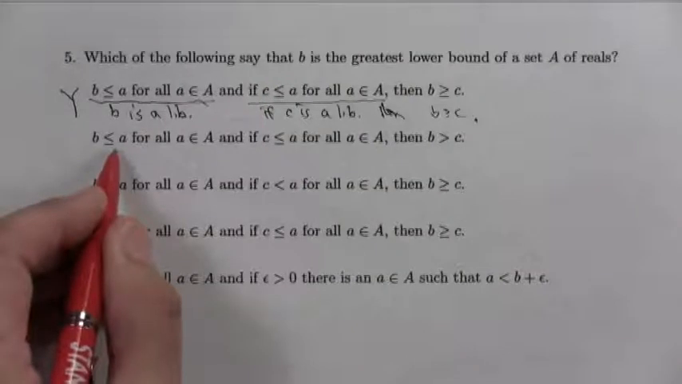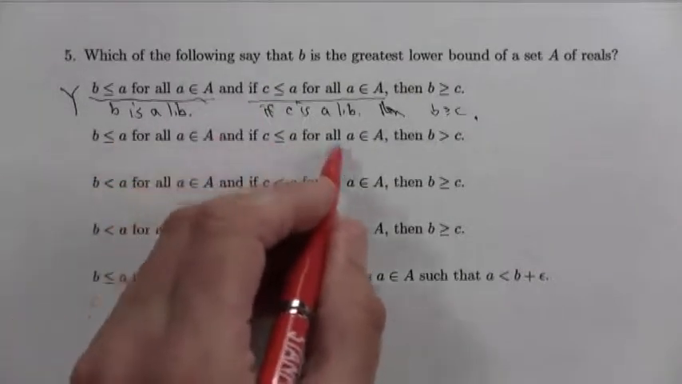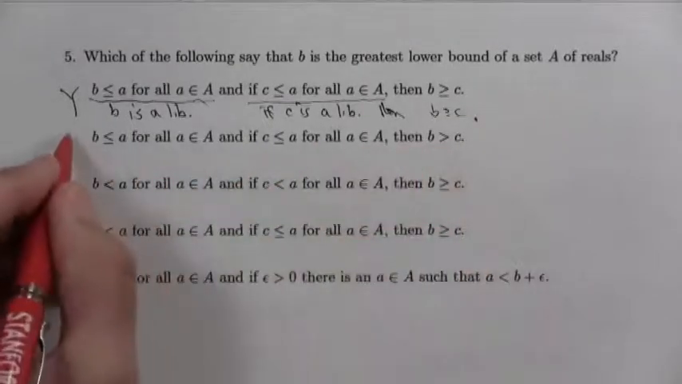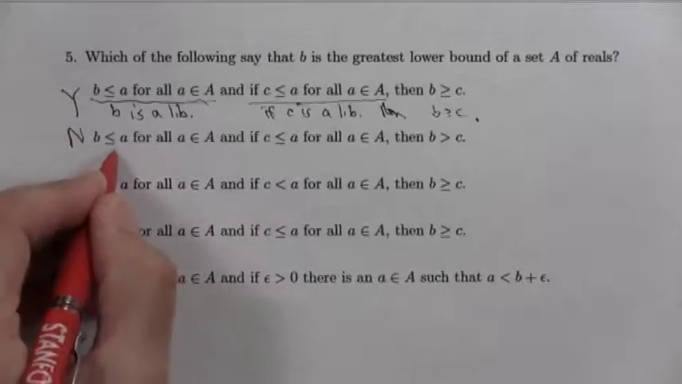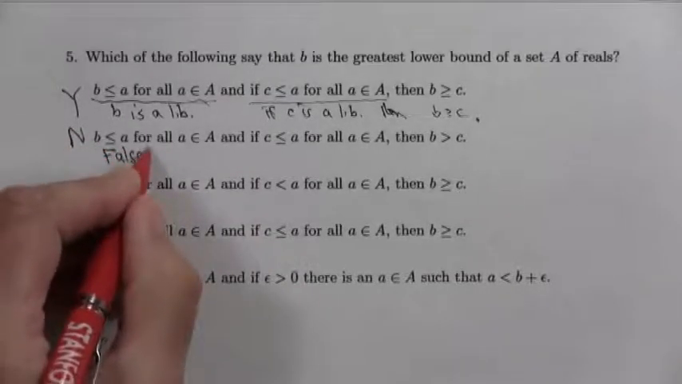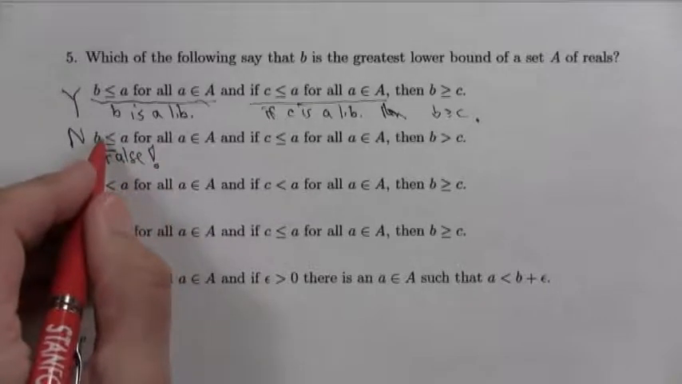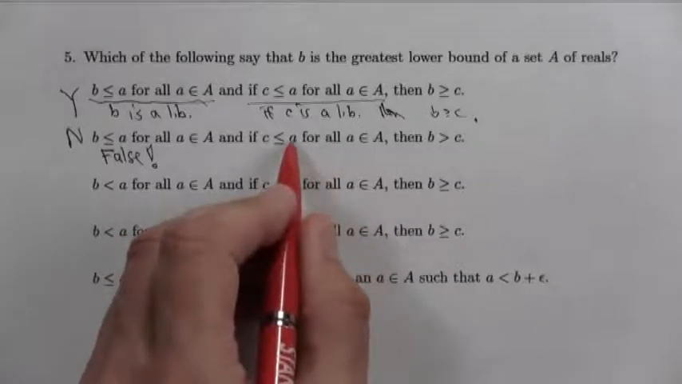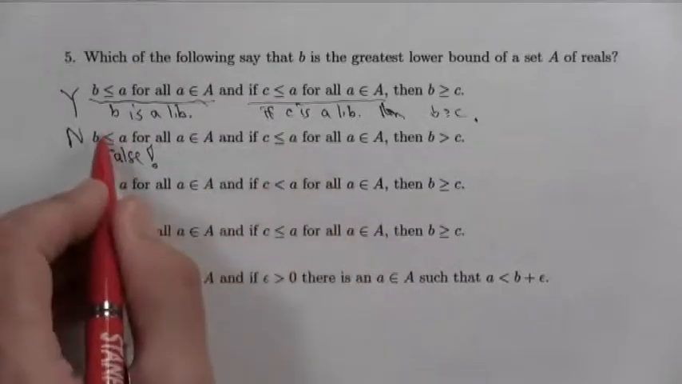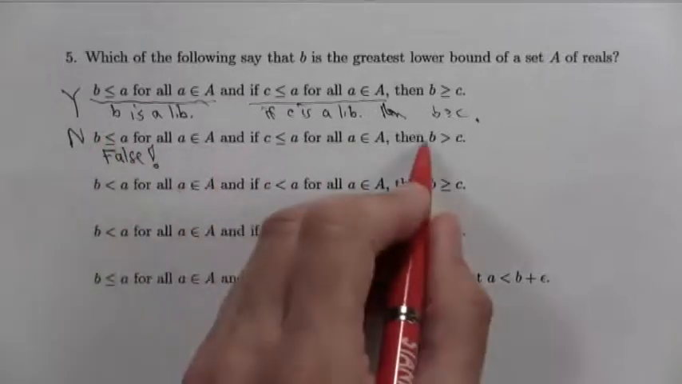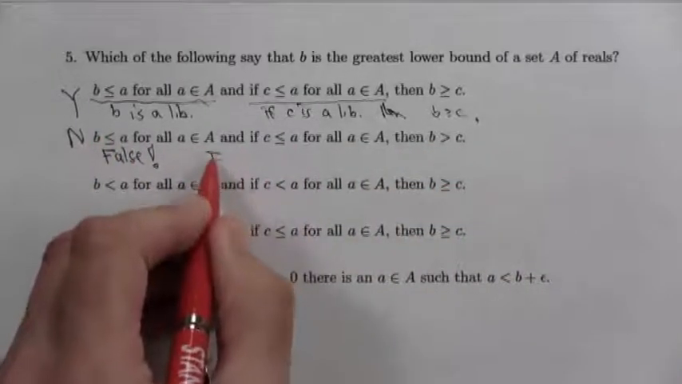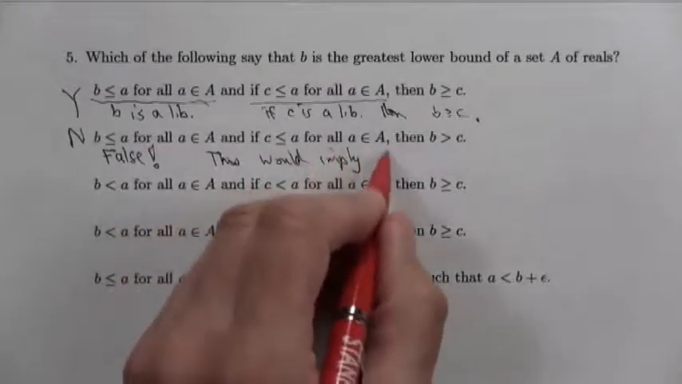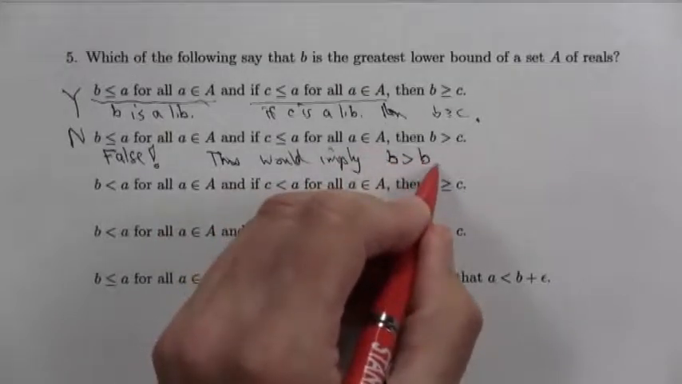What about number 2? Well, the only difference between these two is that we've got a strict greater than here. Oh, wait a minute. Not only is this not the case, but in fact, this is just plain false. Because this is talking about all C's that are lower bounds. But among those C's is the original B, because it's a lower bound. So if this was the case, then this would imply B strictly bigger than B, which of course is false.